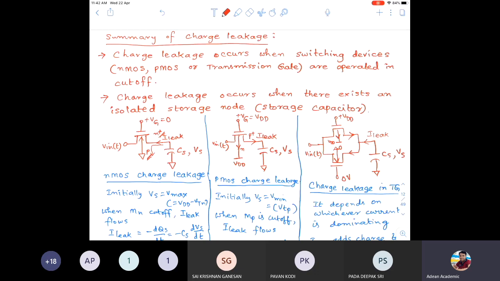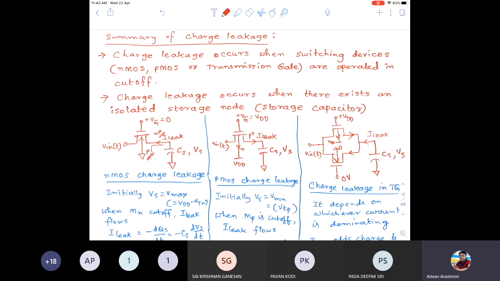So the capacitor is disconnected from the actual circuit if this transistor MN, or MP, or the transmission gate, any one of them is switched off. Off means they are just an open circuit. Open circuit means this capacitor is like a floating capacitor, which is an isolated storage node. The capacitor doesn't have any connection to its input or to any of the previous circuits. Therefore, this switch acts like an off switch so that the capacitor is floating. That's why it is called an isolated storage node. That storage node is nothing but a storage capacitor.